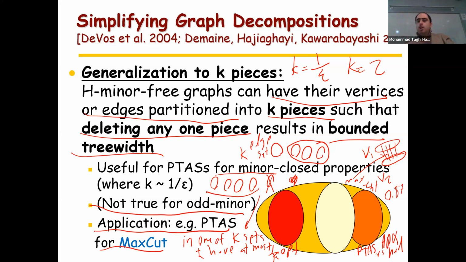So how much are we losing? When you solve it on this graph, you will get it optimally. From these parts that you essentially forget, you may lose at most 1 over K of opt. And 1 over K would be epsilon. So this is epsilon opt.